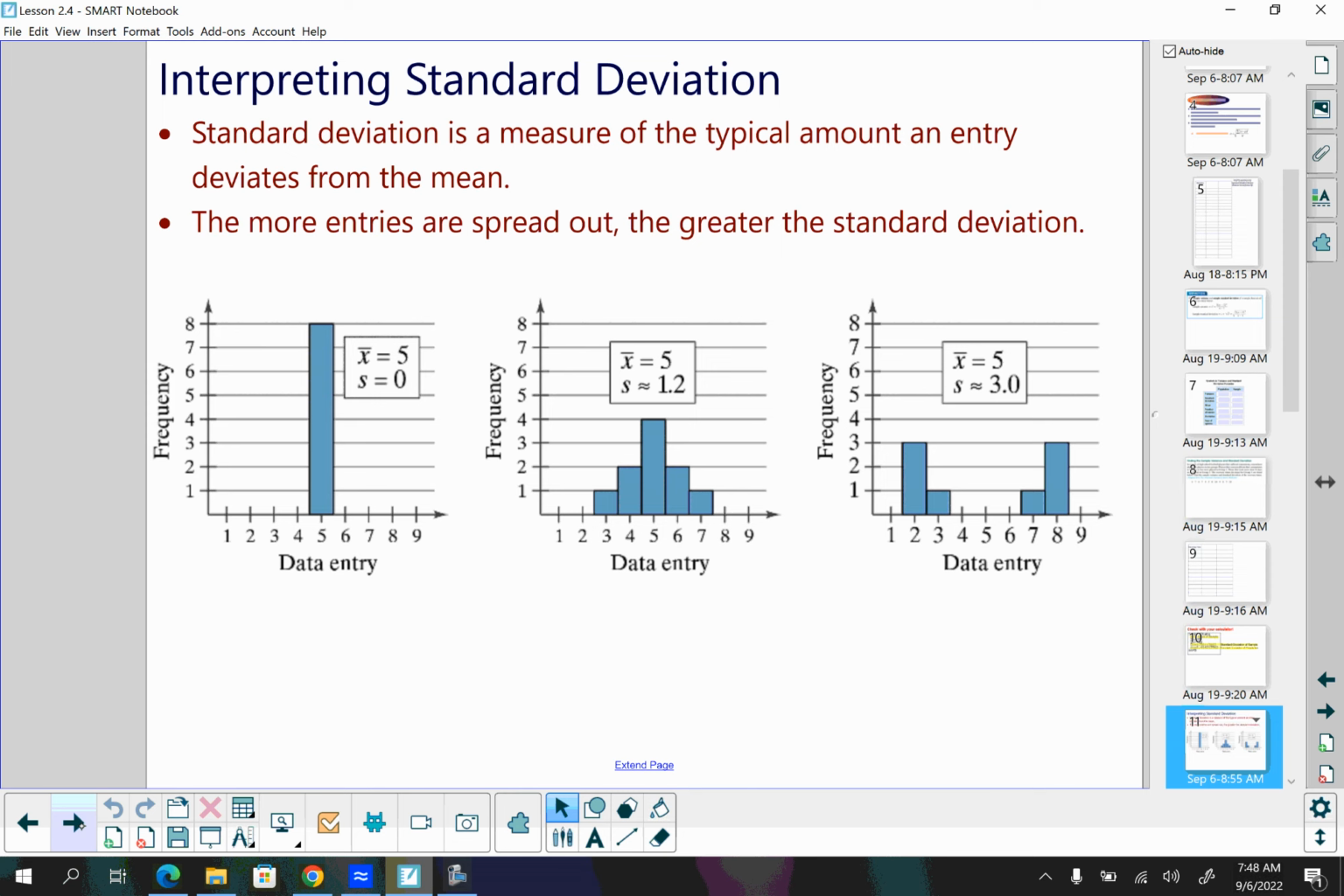Okay, so let's talk about interpreting standard deviation. Some of this is not on your paper. We're just going to kind of talk through it a little bit, and then I'll tell you what you need to write down on there.